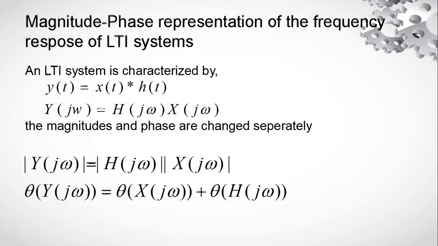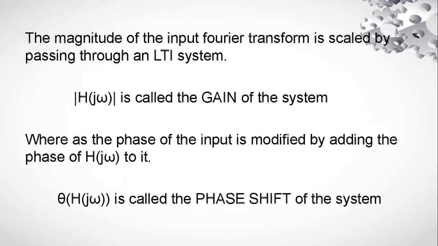Now if you take the Fourier transform of this, capital Y is the Fourier transform of y, capital H is the Fourier transform of h, and capital X is the Fourier transform of x. This is nothing but direct multiplication. Now the magnitude and phase of the output are obtained differently. If you take a look at the magnitude, it's a direct multiplication of capital H and capital X. Whereas if you take the arguments, you have to add the argument of capital X and capital H.